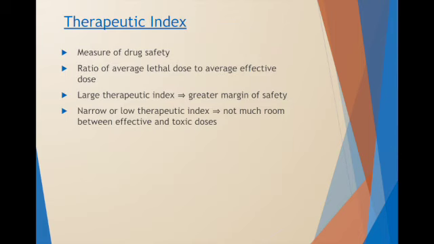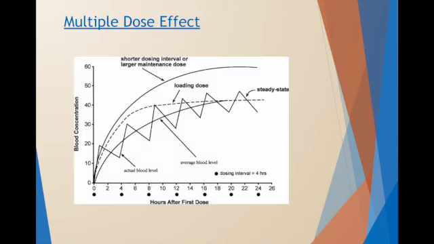The therapeutic index is one of the ways that we measure drug safety, and it looks at the ratio of a lethal dose to the average effective dose. And the larger that window is, the greater the margin of safety. Whereas a very narrow or low therapeutic index means that the difference between an effective and a toxic dose is closer together, and that might make you more concerned for safety and adverse effects.